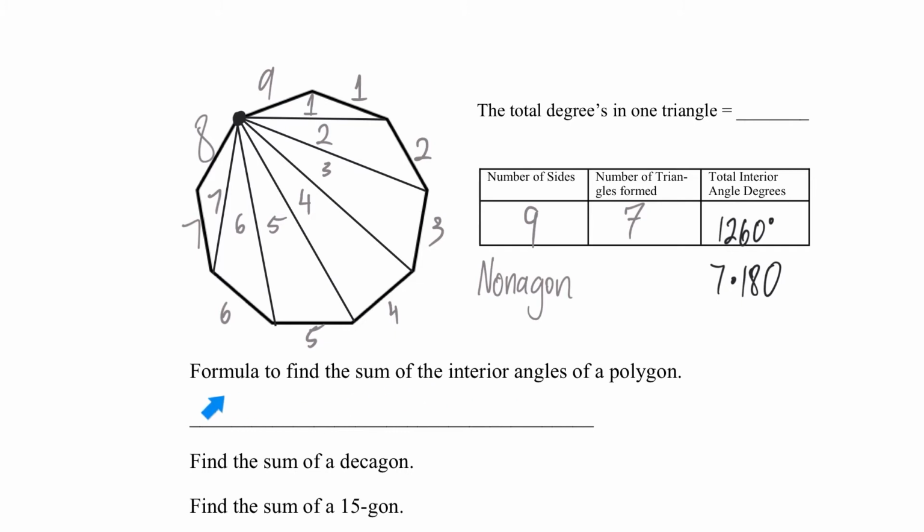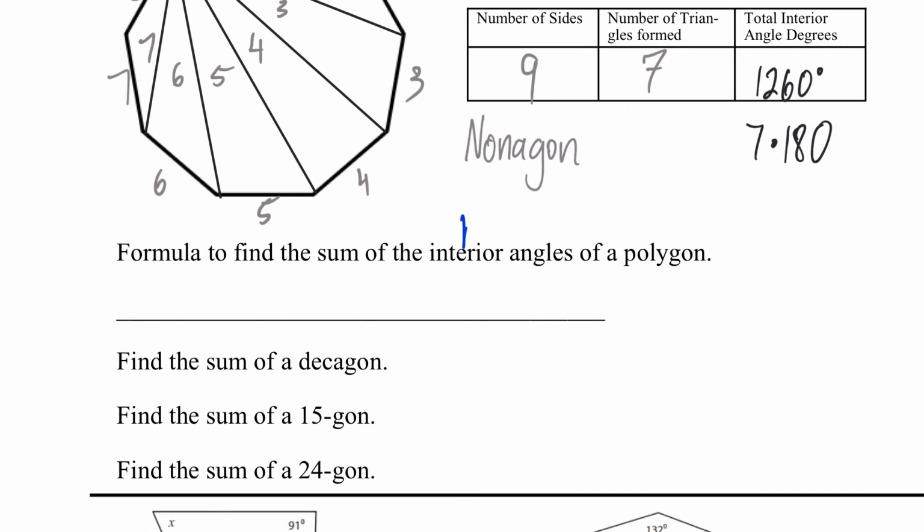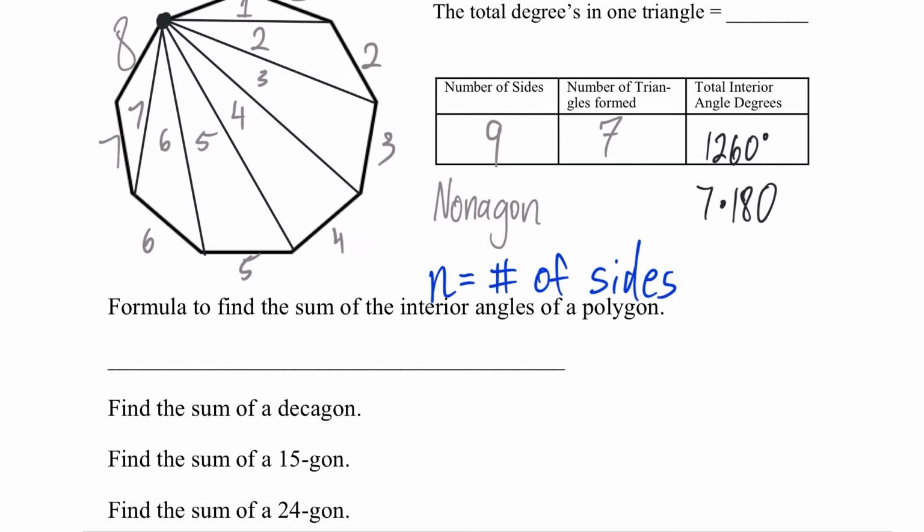So what we're going to do now is come up with a formula that will help me find this number without having to draw this every single time. Okay? So in this formula, first of all, we're going to set up one variable. n is going to represent the number of sides. That's going to be the only variable I need. So let's think about it. How do I get from this number to this number? How do I get from the number of sides to the number of triangles?